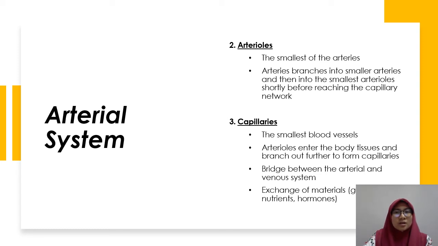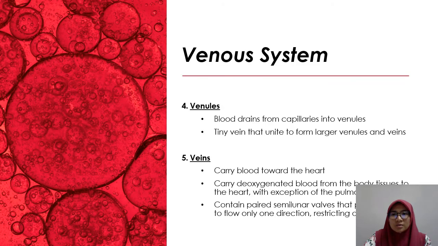Okay, the arterioles is the smallest arteries, yang paling kecil sekali. So it branches into smaller arteries and then into the smallest arterioles before reach the capillaries. So capillaries is the smallest blood vessels. Okay, so arterioles will enter the body tissues and reach the capillaries. So the bridge between the arterial and venous system, dia adalah jambatan between arterial and venous system. Okay, exchange of materials such as gases, nutrients and hormones.